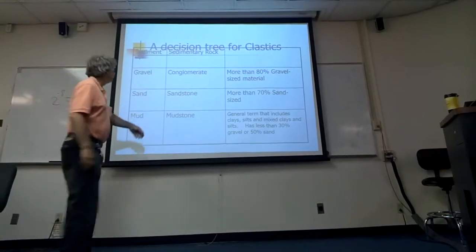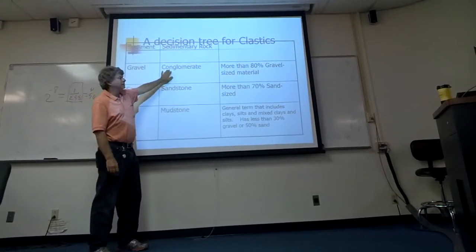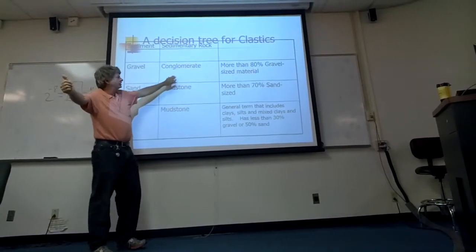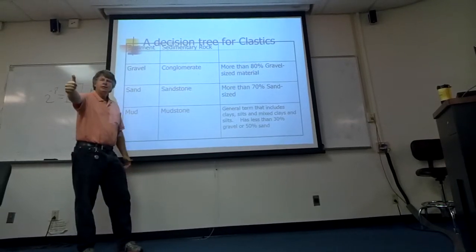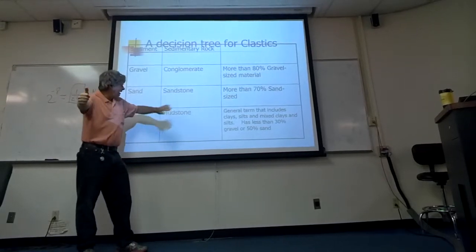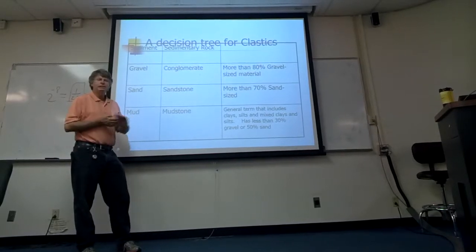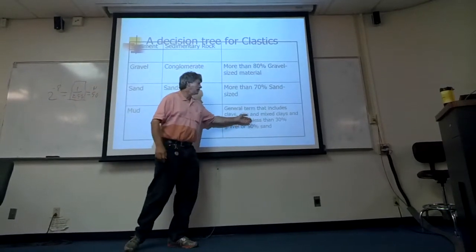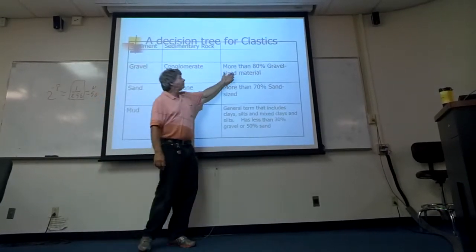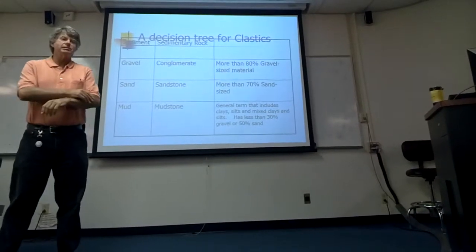What do you think it is if it's a conglomerate or mudstone or sandstone, and it's got 50% gravel-sized clasts in the material and 50% mud? What do you think you call it then? It's not a mudstone, it has more than 30% gravel-sized material. It's not a conglomerate because it has less than 80% gravel-sized material.